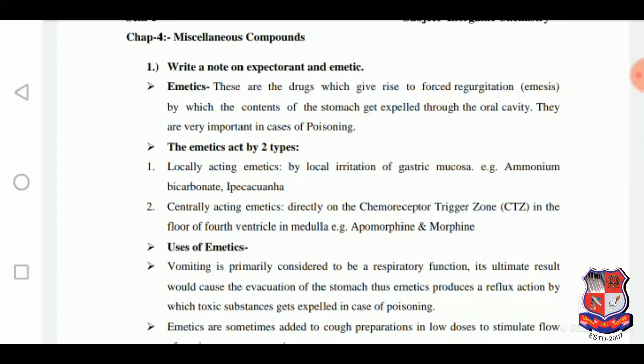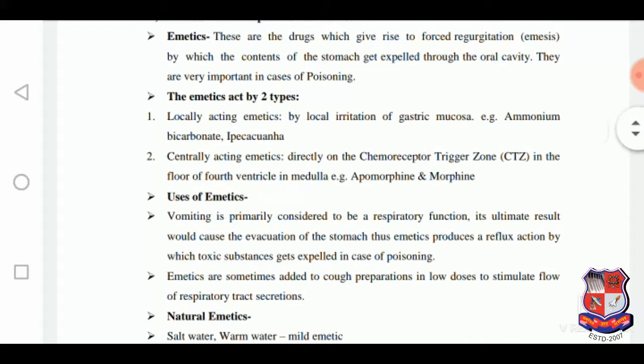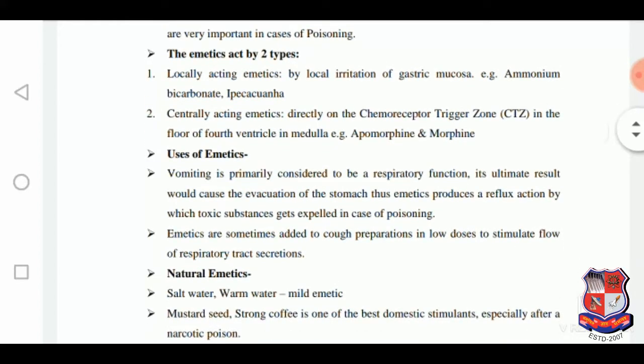So what are emetics? These are the drugs which give rise to forced regurgitation, that is emesis, by which the contents of the stomach get expelled through the oral cavity. They are very important in cases of poisoning. Emetics act by 2 types: locally acting emetics, by local irritation of gastric mucosa, for example, ammonium bicarbonate and ipecacuanha.